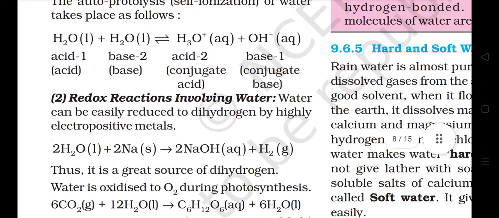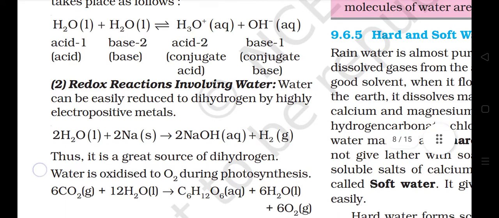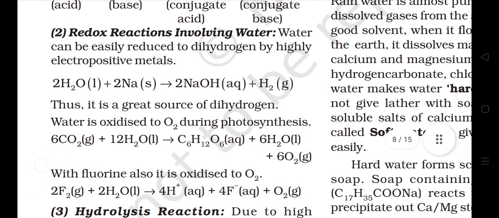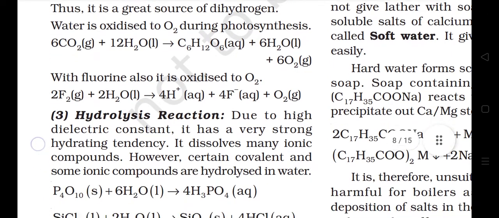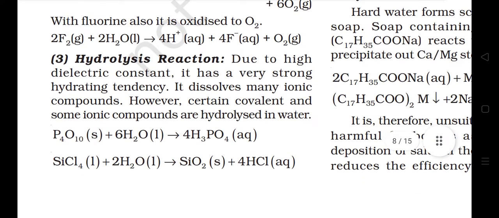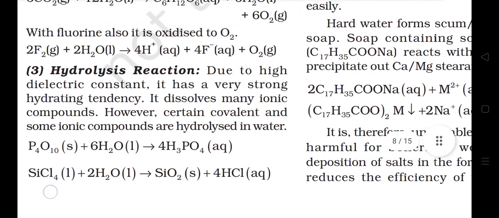2. Redox reactions involving water. Water can be easily reduced to dihydrogen by highly electropositive metals. Thus, it is a great source of dihydrogen. Water is oxidized to O2 during photosynthesis. With fluorine also, it is oxidized to O2. 3. Hydrolysis reaction. Due to high dielectric constant, it has a very strong hydrating tendency. It dissolves many ionic compounds. However, certain covalent and some ionic compounds are hydrolyzed in water.